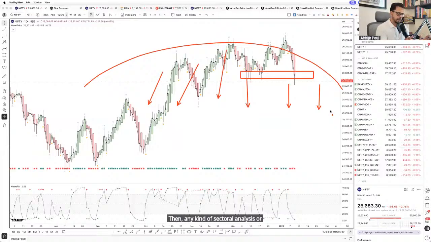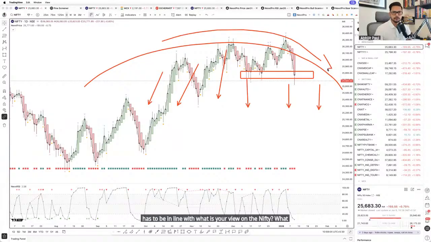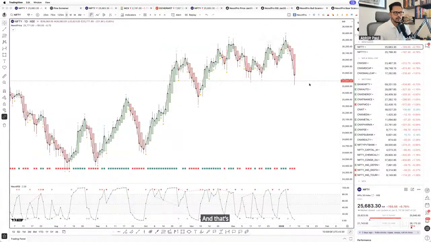If you agree with what I just said, then any kind of sectoral analysis or sectoral expectation or stock anticipation has to be in line with your view on the Nifty. What do you expect from the Nifty? That's why I'm starting with Nifty. And that's why I'm starting with the micro analysis of Nifty, that Nifty is vulnerable.